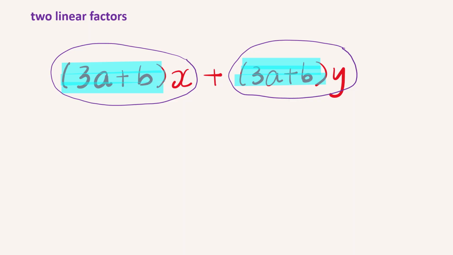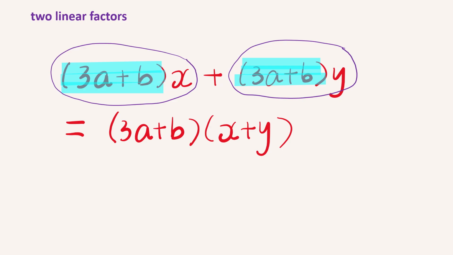As what we have done in the earlier example, when we carry out this process of factorization, we have to introduce a bracket. So what happened here is the common factor is bracket 3a plus b. And when I pull this out, I'm left only with x. So I need to introduce a bracket. So I'm left only with x.